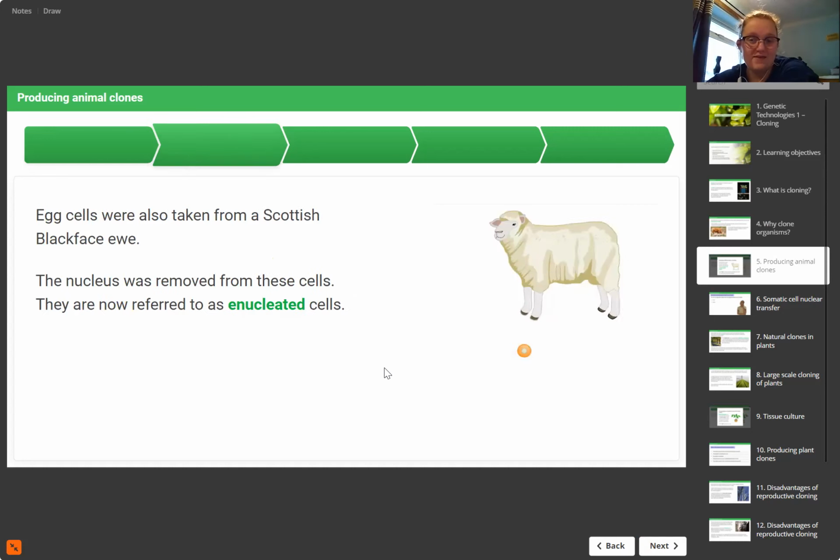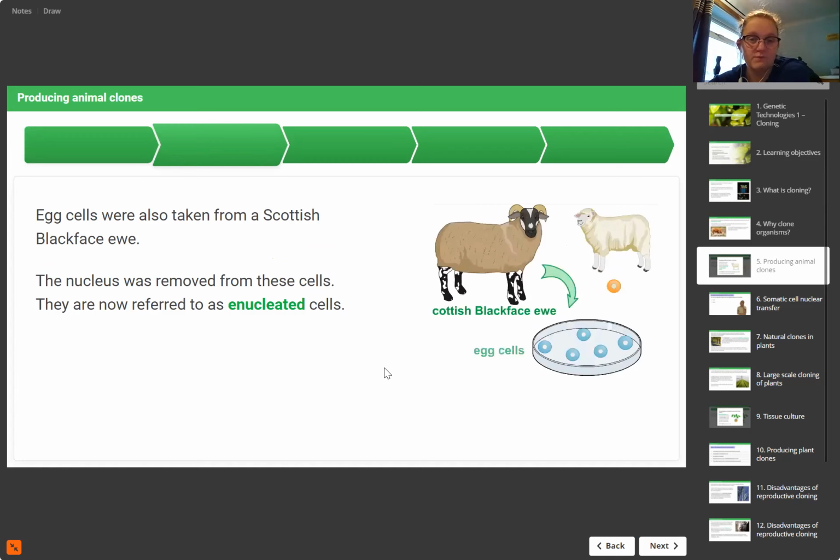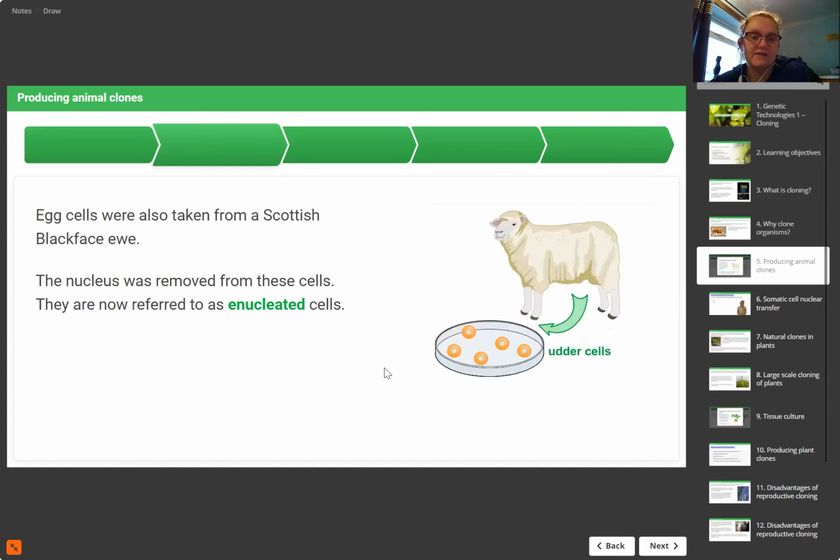Then egg cells were also taken from a Scottish Blackface ewe, and the nucleus was removed from these cells. When we remove a nucleus from a cell, we call them enucleated cells. So the egg cells were taken and we removed the nucleus from them.